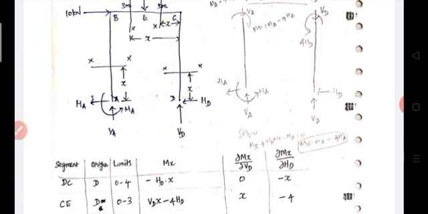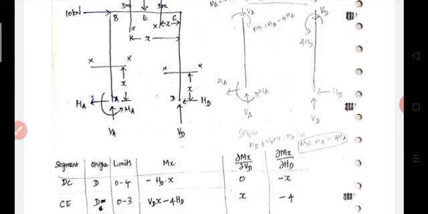The columns are: segment, portion, limits, Mx the moment at each segment, then dou Mx by dou VD, and dou Mx by dou HD. First consider segment DC, that is this column. Our origin is D. The limits for the CD portion will be 0 to 4 meter, since the height of the column is 4 meter. So x is equal to 0 at D, and x is equal to 4 at C.